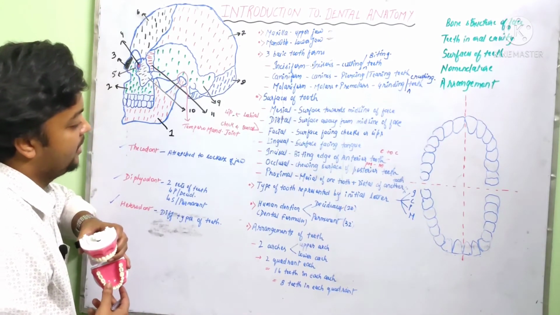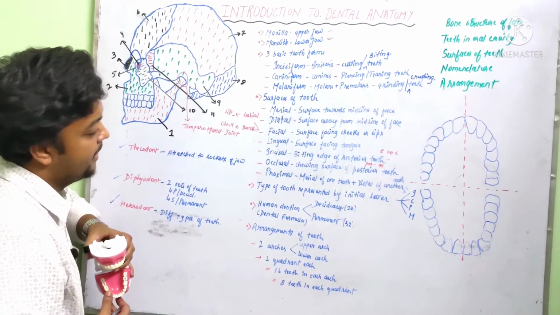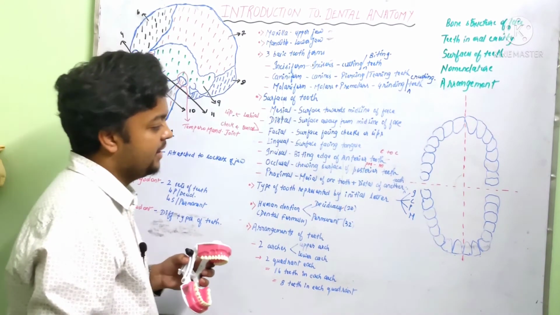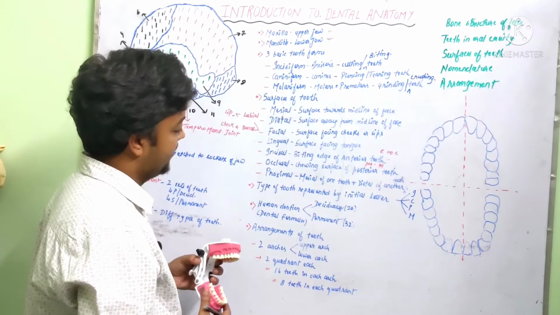So now we'll talk about the next, that is, the type of tooth is represented by initial letters, that is I, C, P and M. So guys, I is for incisors, right? C is for canine, P for premolars and the M is for molars.